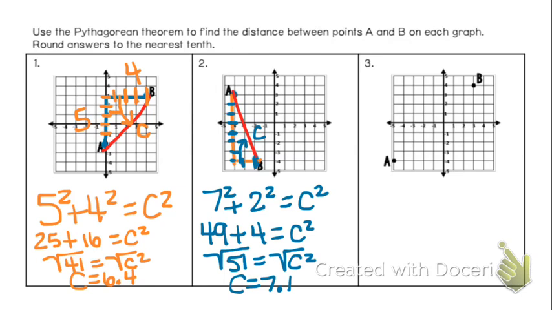Okay, so let's look at number 3 now. I need to draw a straight line going up, and then across. And then I have my diagonal. Go ahead and count the distance on A. And A is going to be 8. So it's 8 squared. So I'm going to write 8 here. And then find the distance on B.